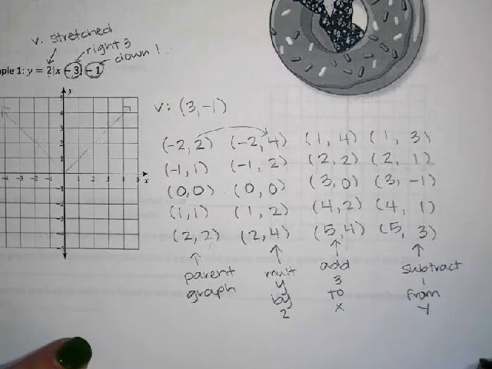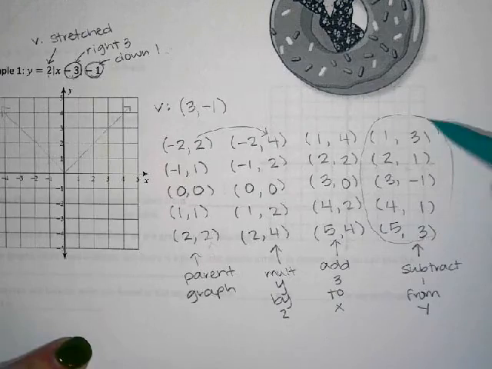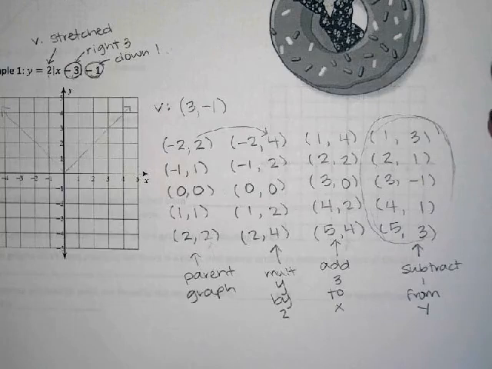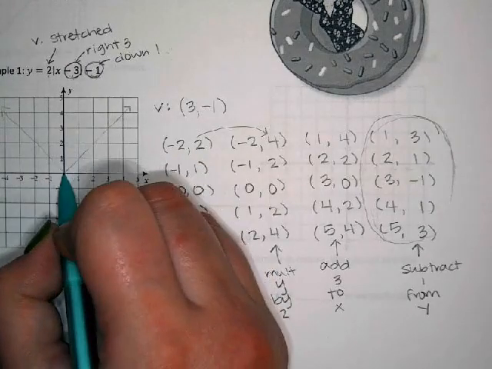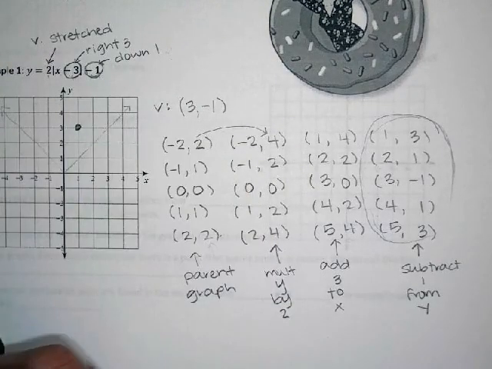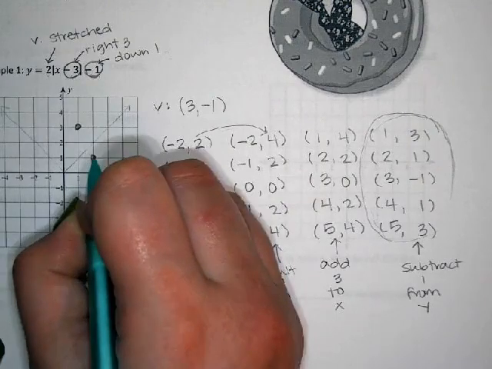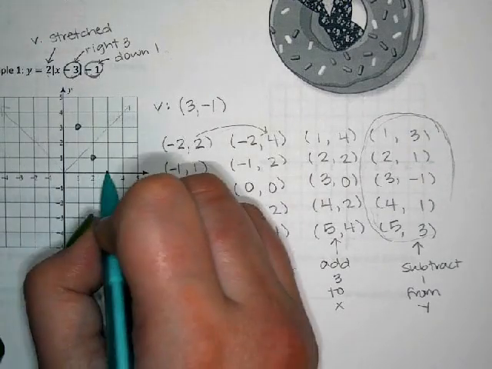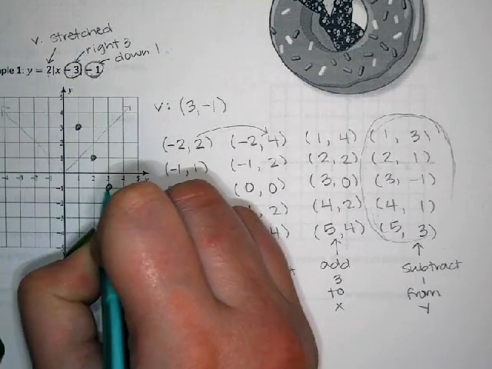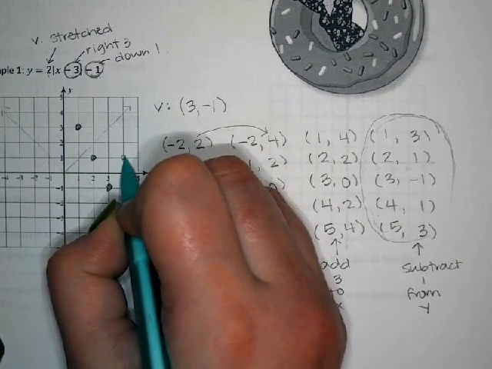And then when I graph my function, it's going to be the last column. So over 1, up 3. Over 2, up 1. Over 3, down 1. There's the vertex right there. Over 4, up 1. Over 5, up 3.